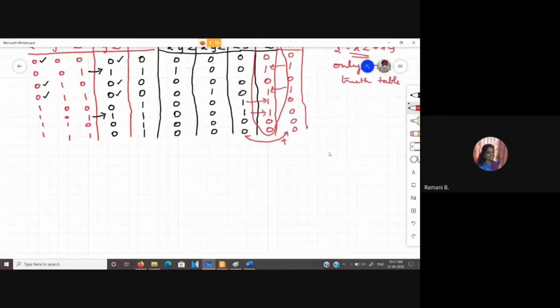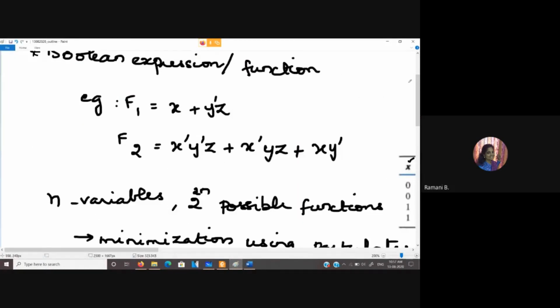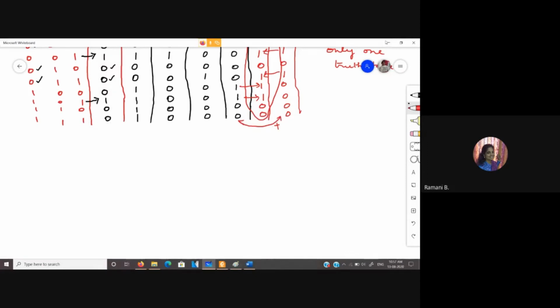Now next, coming to the minimization. Okay, we shall consider these two examples. So let us minimize the expressions using postulates and theorems. I am just taking two examples over there.